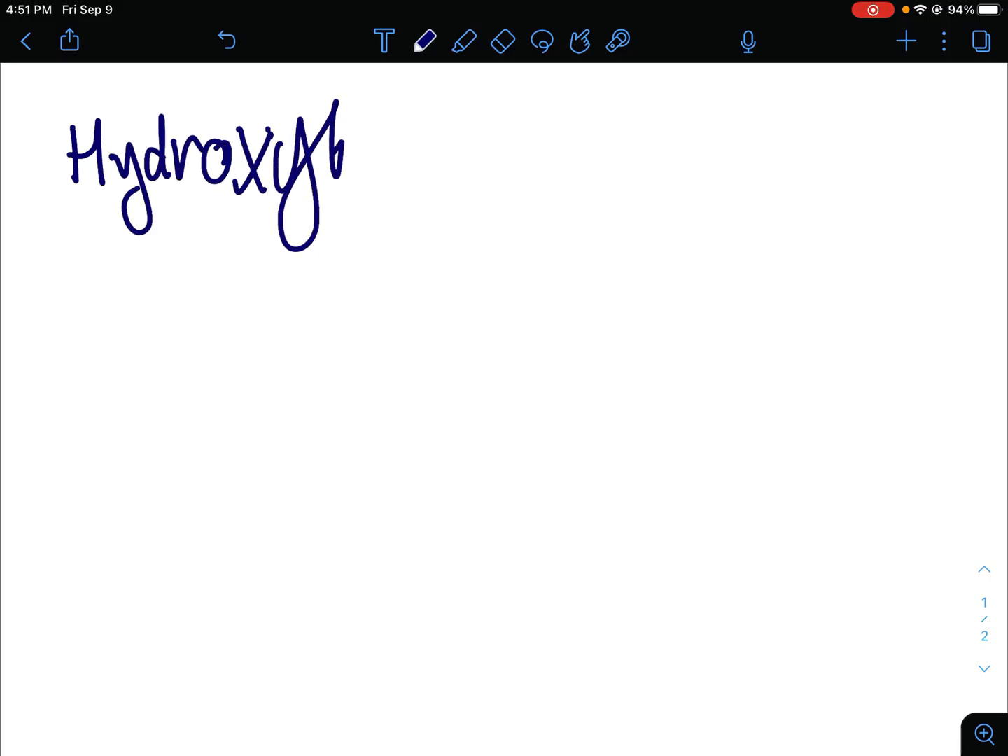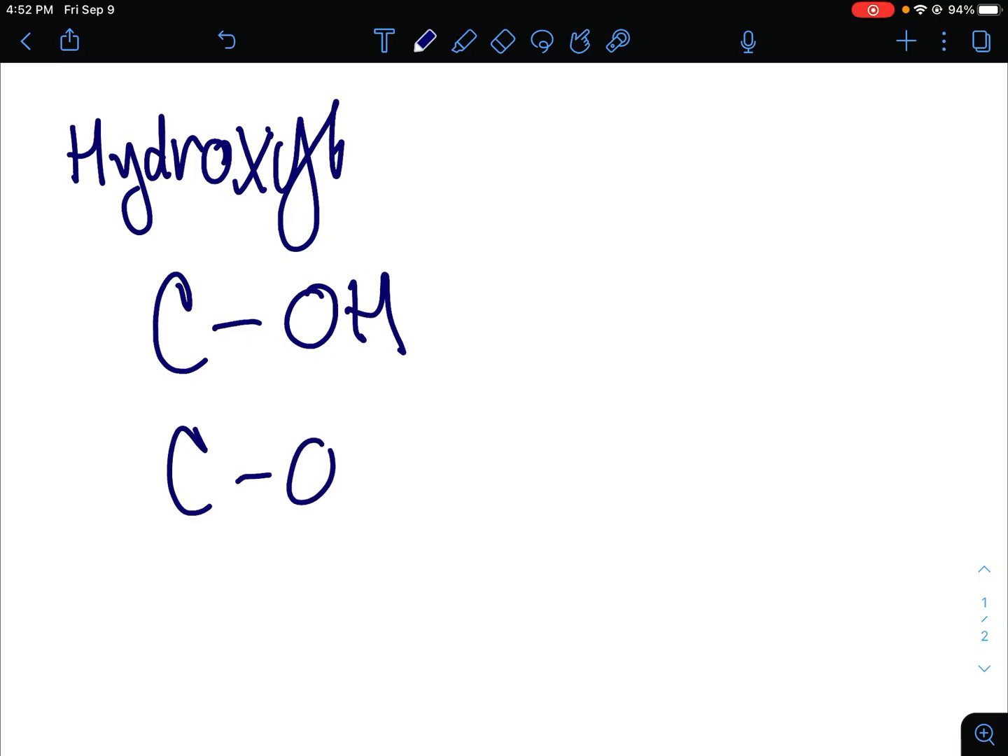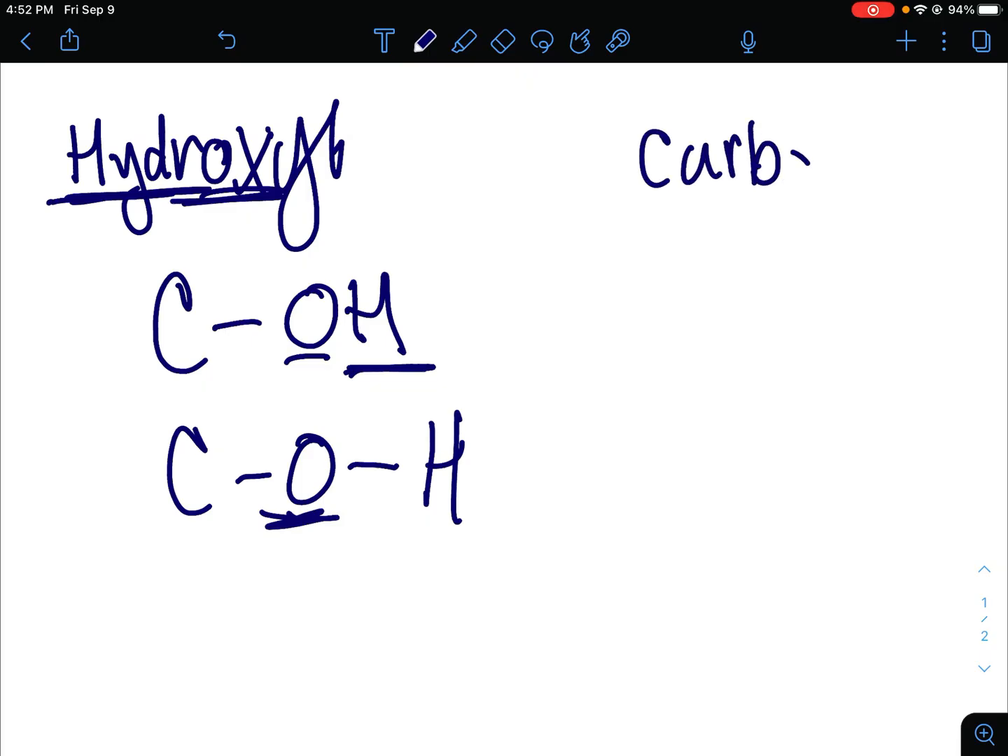So the hydroxyl group is when you have usually a carbon connected to an OH, an oxygen, and a hydrogen. You could also show it like this if you wanted to show all of the bonds there. Either is acceptable. It is called a hydroxyl because hydrogen is in it and oxygen is in it. Hydroxyl. We then have the carbonyl group.